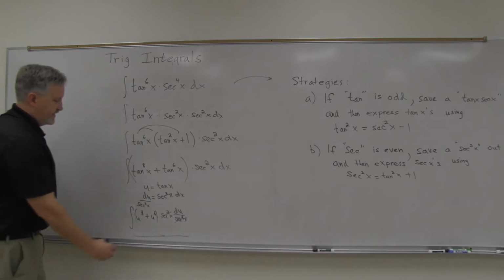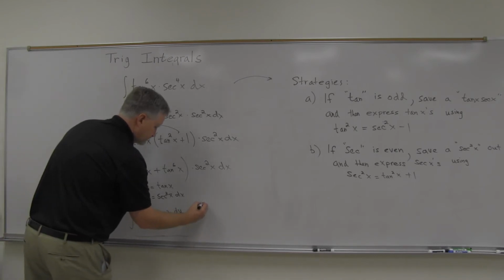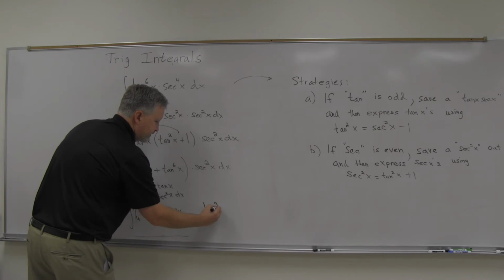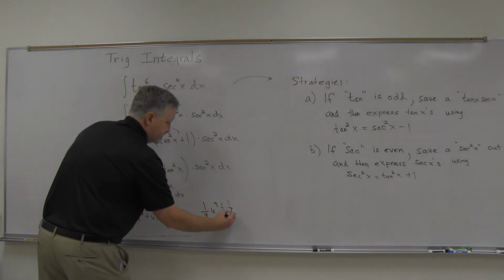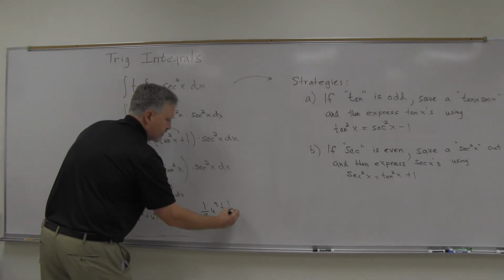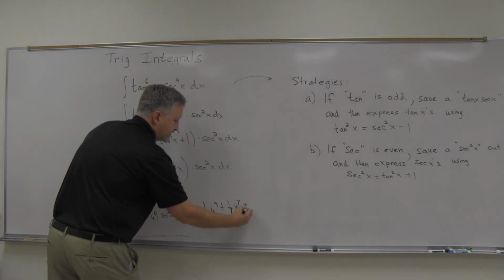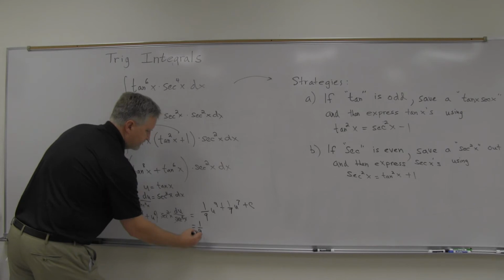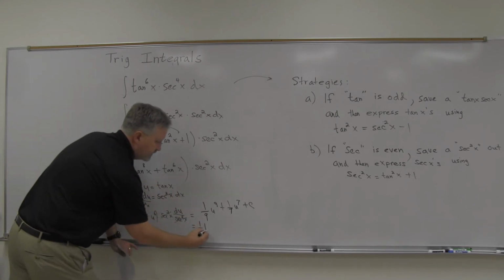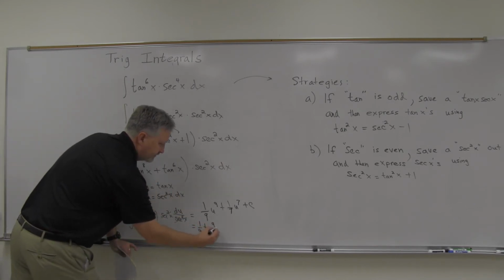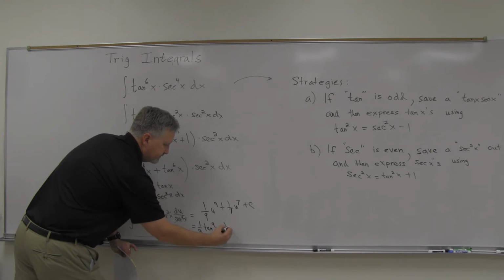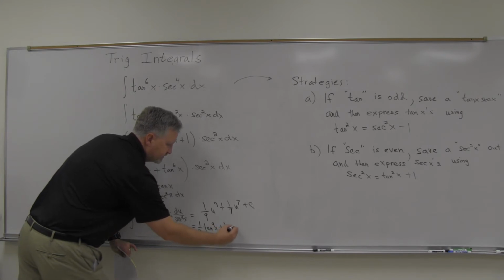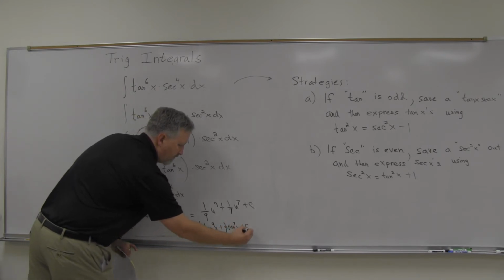That is just a power rule antiderivative, 1/9 u to the 9th plus 1/7 u to the 7th plus c. So it's 1/9, the u was tangent, so it'll be 1/9 tangent to the 9th x plus 1/7 tangent to the 7th x plus c.